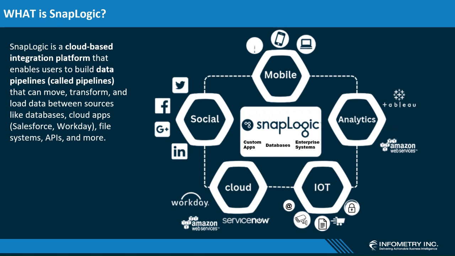SnapLogic supports many types of systems like databases, APIs, mobile apps, social media platforms, IoT devices, analytical tools, cloud applications such as Salesforce and Workday, and many more. The idea is that all these applications and data sources can be connected easily through SnapLogic. So instead of manually moving data or writing complex code, SnapLogic gives a simple visual way to build these connections.